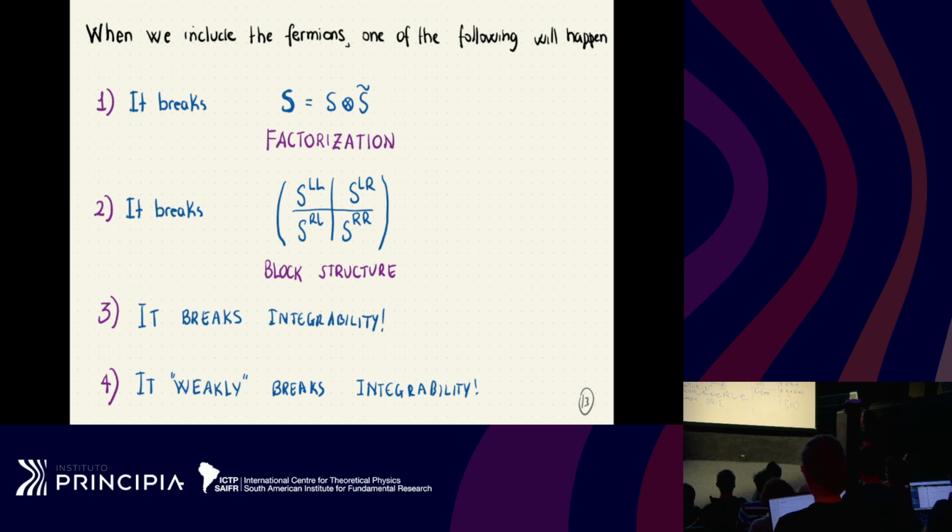But once we have it, we should be able to at least understand what is actually happening, because we assumed this factorization and block structure to do that check. So it could be the factorization will break. It could be this block structure would break down, but it could be that it actually just breaks integrability. A fourth option that is kind of interesting is that it could break integrability in a very controlled way.